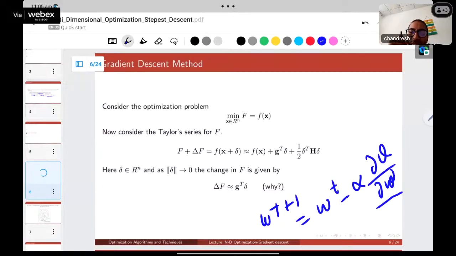Here is why. Look at this function that we want to minimize. f of x is any function. The change in this function f can be written using the Taylor series approximation.